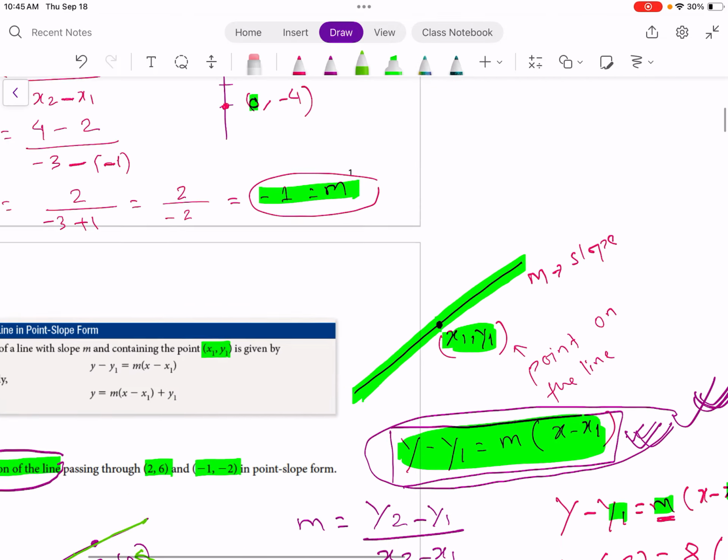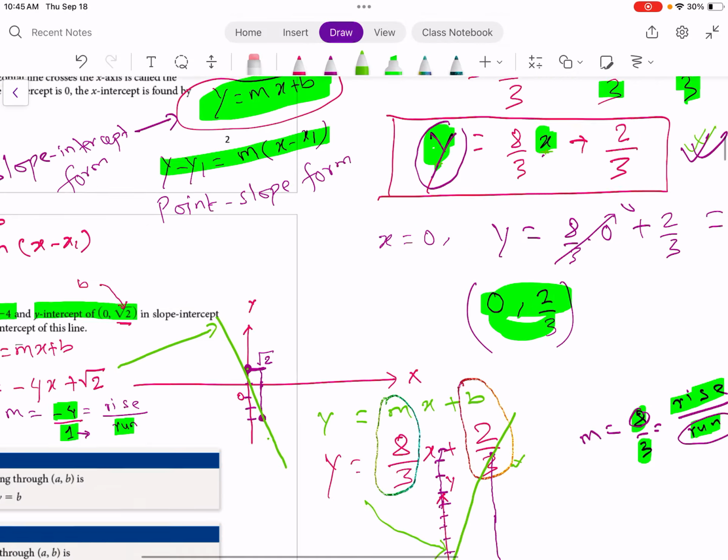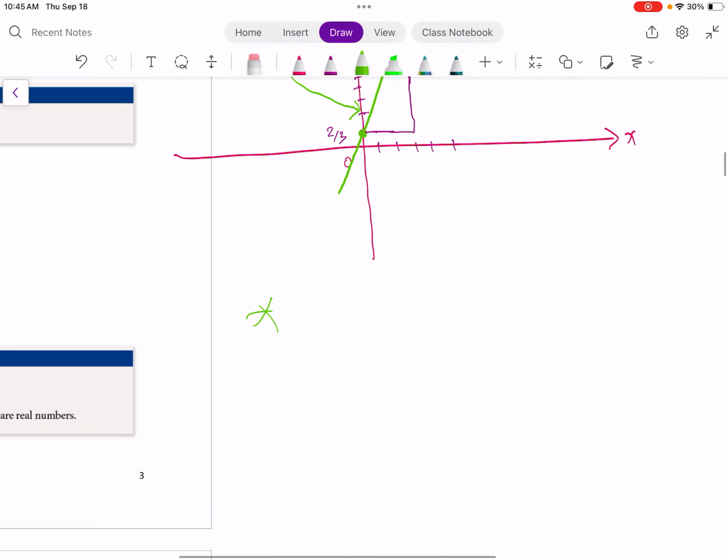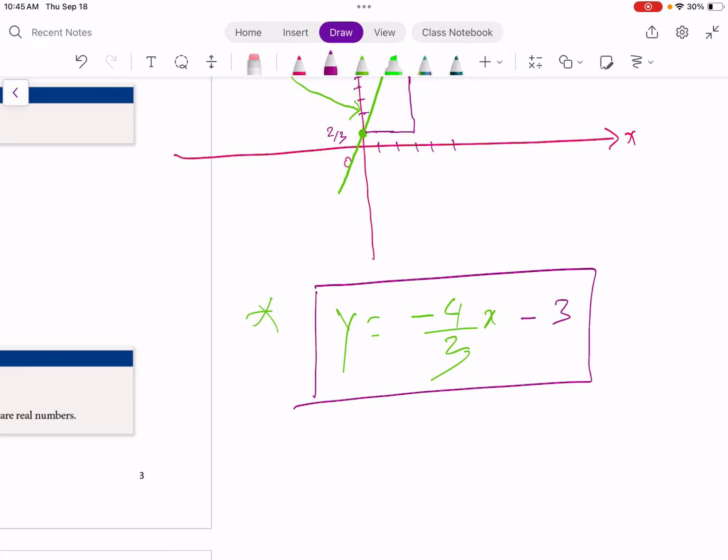So let me take some. Okay, can you try this? y equals -4/3 x plus, okay, not -3. I want you to graph this equation of a line.